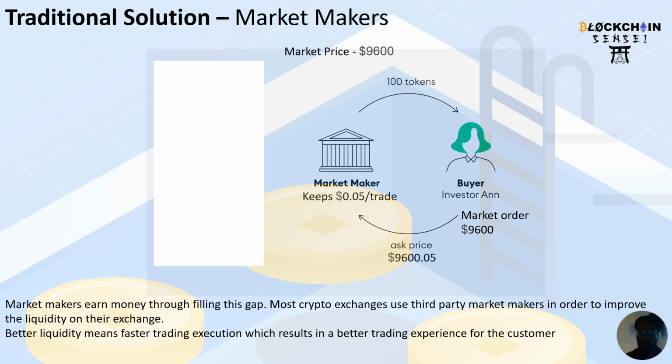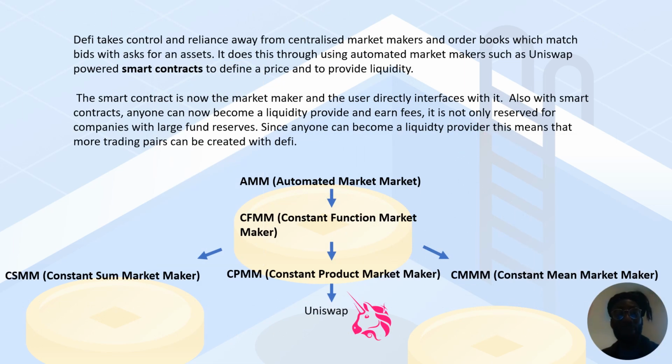Now, what DeFi does is it takes control and reliance away from centralized market makers and order books. Uniswap is a type of automated market maker. There are different types of automated market makers. There are constant function market makers, which Uniswap is a type of. Underneath constant function market makers, we have constant sum market makers, constant product market makers, and constant mean market makers. Uniswap is a constant product market maker.